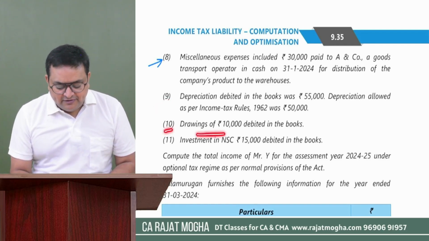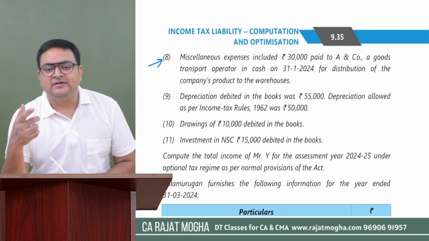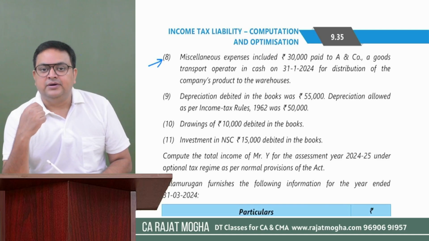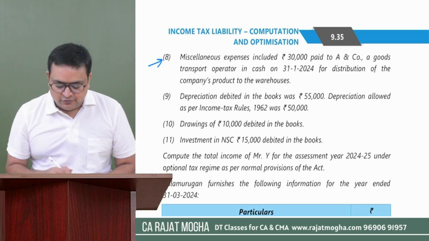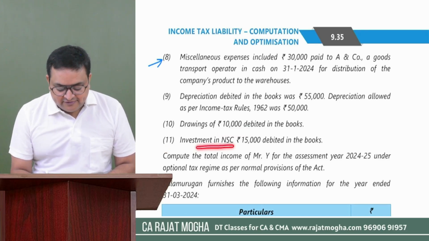The 10th point says drawings of 10,000 debited in the books. See, if the assessee has made a drawing, it's a personal expense, right? If he's taking out some money from the business and he has debited it as an expense, it is not allowed. So you have to add back. It's a personal thing.